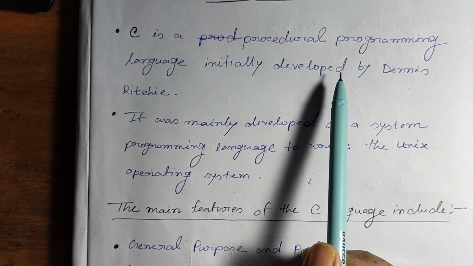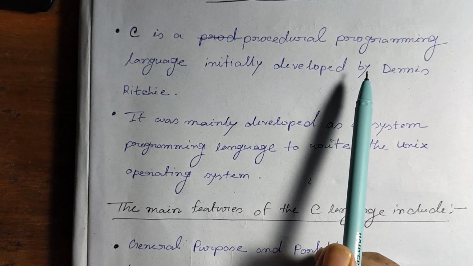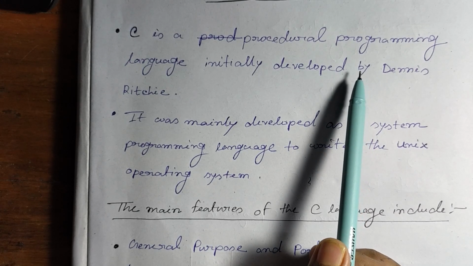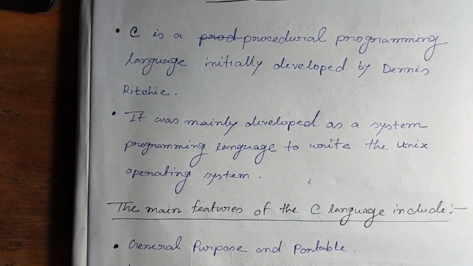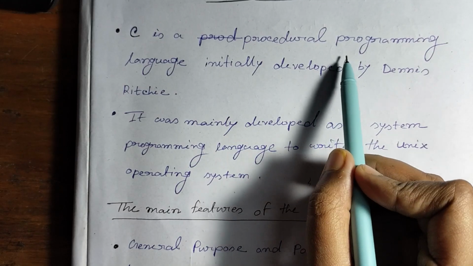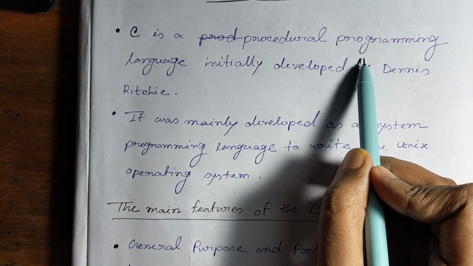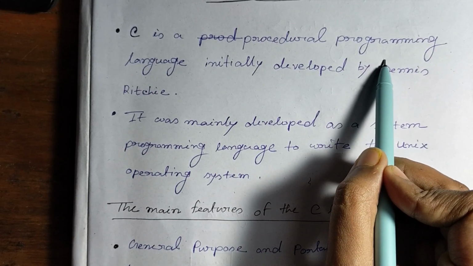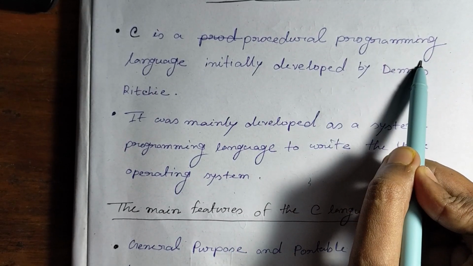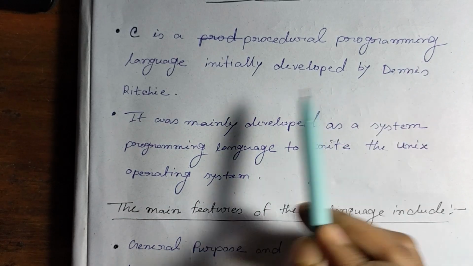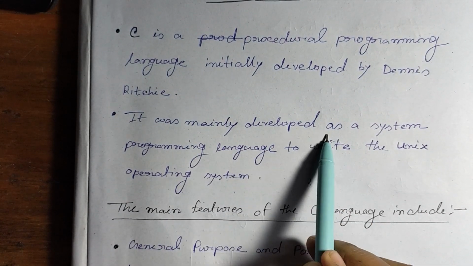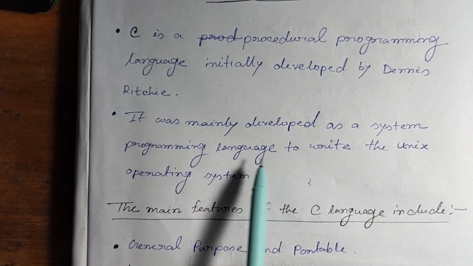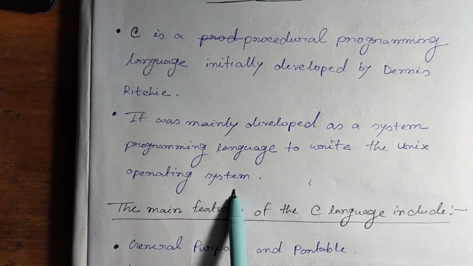So what is a procedural programming language? Procedural programming means it will do things step by step, like in C programming there are functions or a series of steps, and in that section we will do the step by step process. So that's why the C language is called procedural programming. It was developed by Dennis Ritchie, mainly as a system programming language to write the Unix operating system.